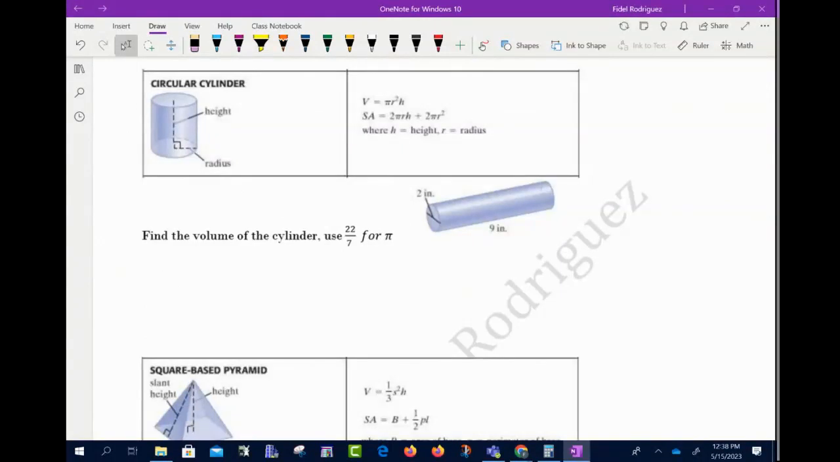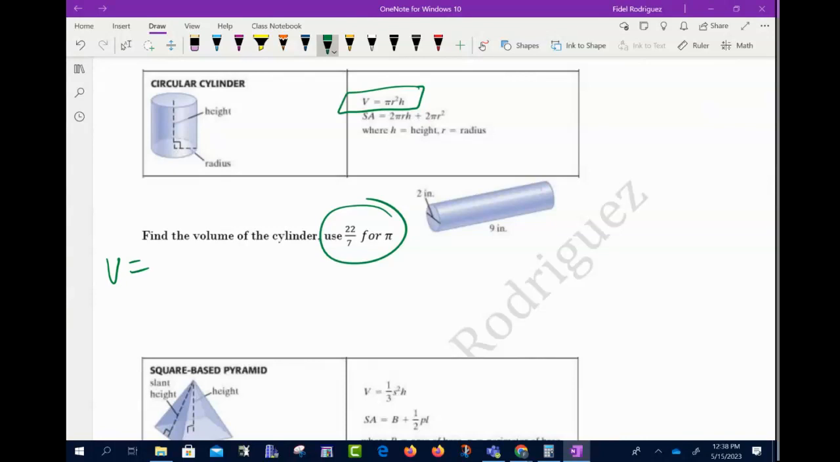Okay, circular cylinder, y'all. We're going to find the volume of the cylinder here. I want you to notice something here, y'all. For this problem, they do give me the volume formula right there. The volume is pi r squared times h. And we're going to use the approximation using 22 over 7. Again, we'll do the 3.14 too. I just want to make sure that if you get a problem like this, you know what to do.